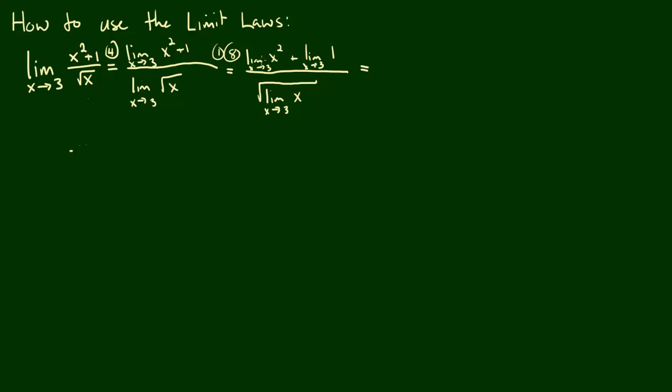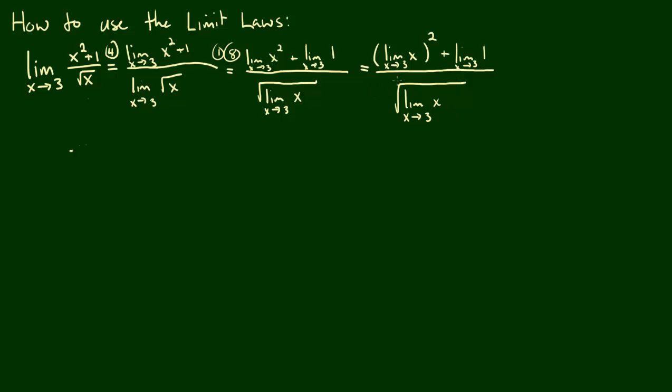And so I'm going to use another limit law. And I'm moving this limit inside of the squared. So the squared is now sitting outside the limit. Of course, this limit is still as x approaches 3. The others I'm just leaving alone. This is still the limit of 1 as x approaches 3. And this is still the square root of the limit of x as x approaches 3.